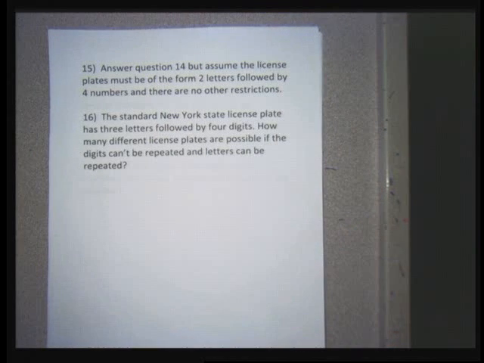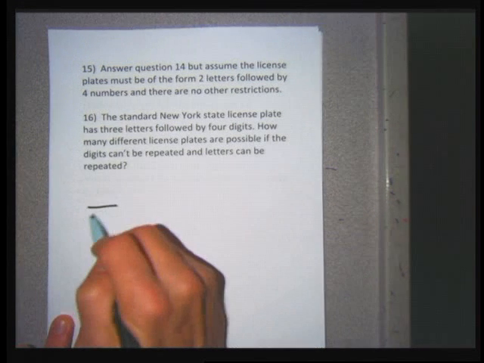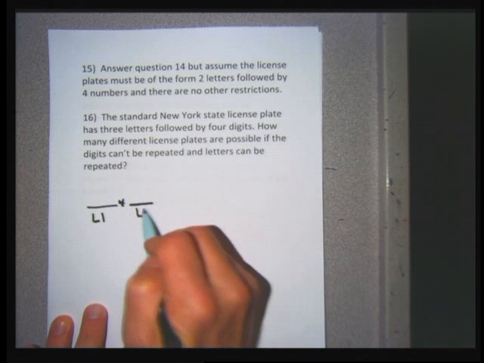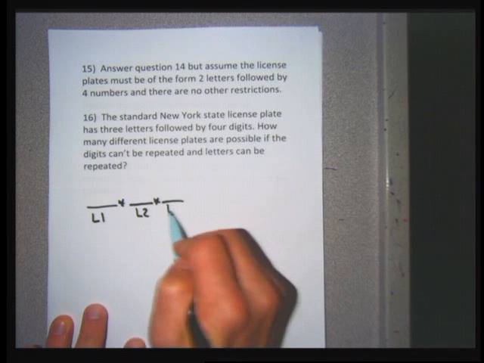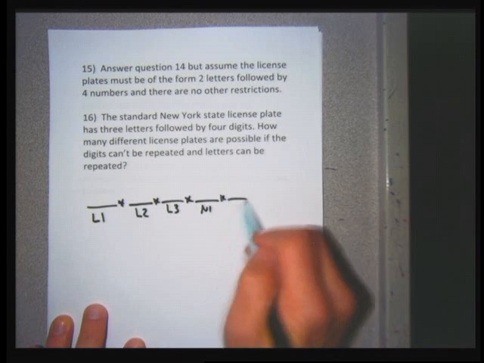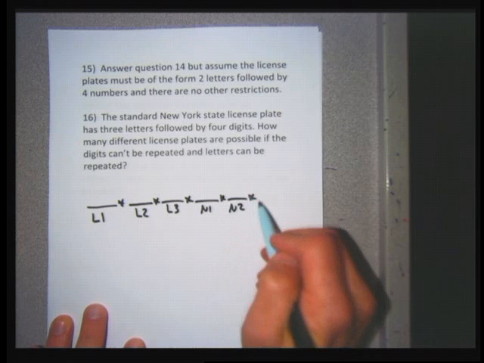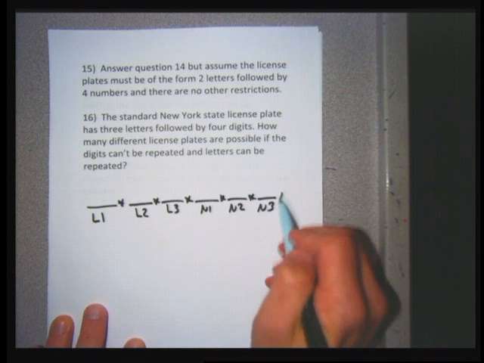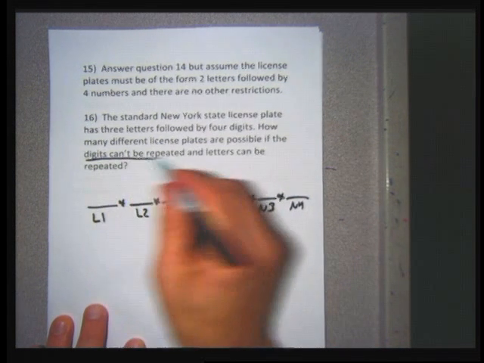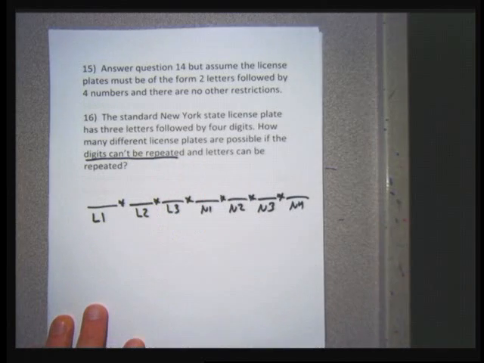New York has 3 letters followed by 4 digits. How many are possible? I'll get into this. So for New York, we have letter 1, letter 2, letter 3, and then number 1, number 2, number 3, and number 4. How many different license plates are possible? Digits can't be repeated, which means the numbers can't be repeated.